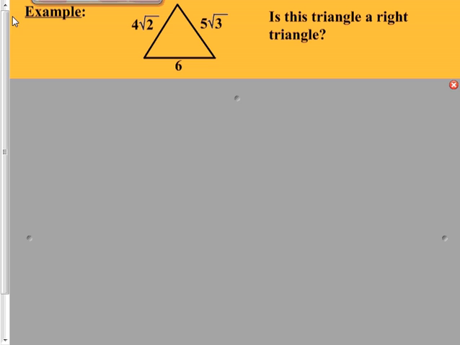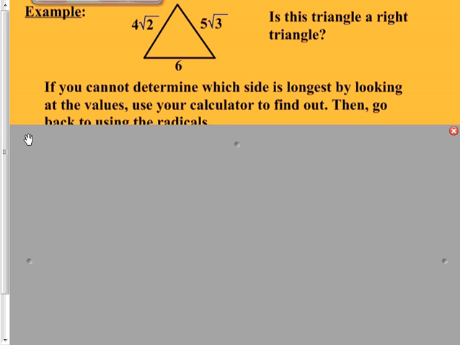Well, we got a little bit of a different issue on this particular triangle. We keep being told that we need to make sure we get the hypotenuse in the right position. And we're also told that the hypotenuse is going to be the longest side length of the triangle. The question is, which side length is the longest side length? So if you cannot determine which side is longest by observing the values, then here is an instance where you may use your calculator to help you decide which side is longest. However, that is the only part you can use your calculator for. You will go back to using the radicals when it comes time to plug into the theorem.